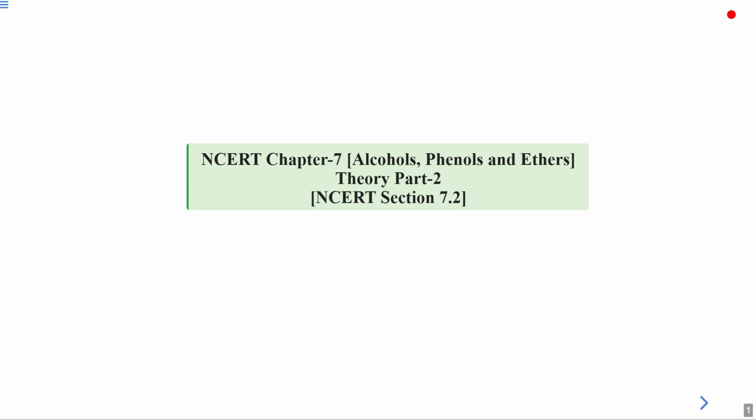Today we are going to see the theory part 2 of the chapter Alcohols, Phenols and Ethers. So let's begin our today's topic, NCERT chapter 7, Alcohols, Phenols and Ethers, theory part 2, and specifically we are going to cover today the NCERT section 7.2.